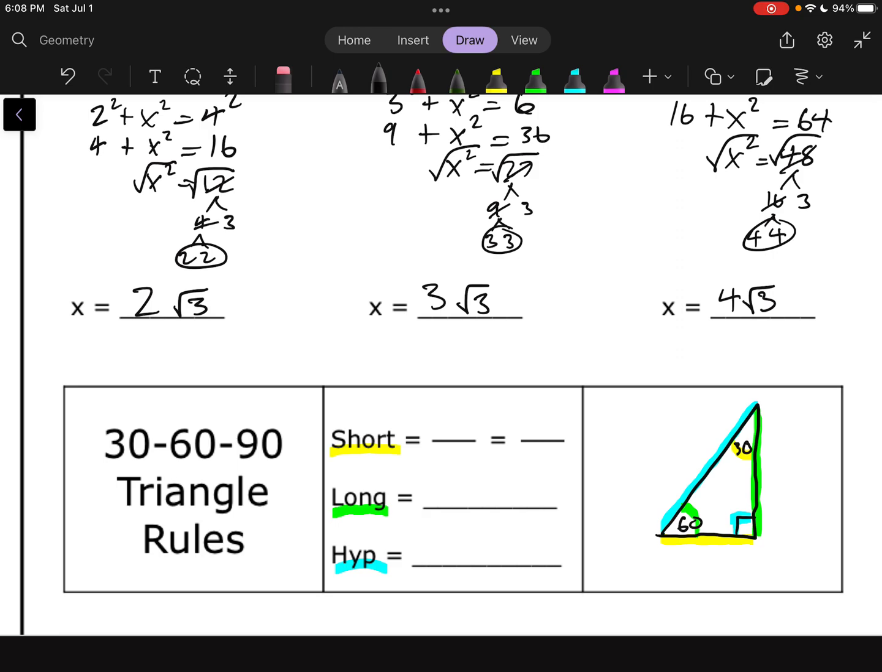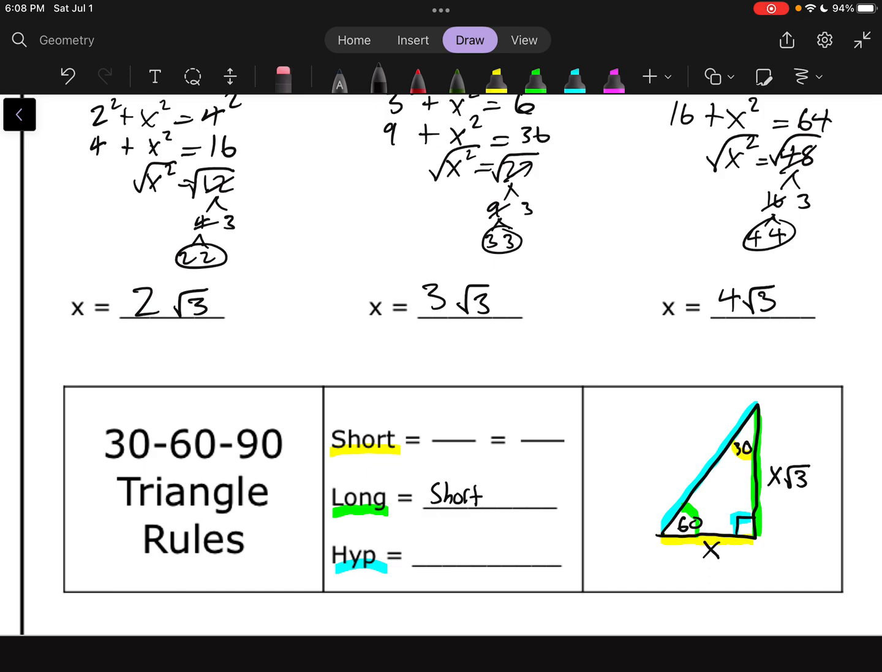Now, if the short leg is x, let's just go ahead and call the short leg x. Could be anything. Could be 2, 3, 7, 100, could be anything. If the short leg is x, then to get the long leg, you are going to do x times root 3.